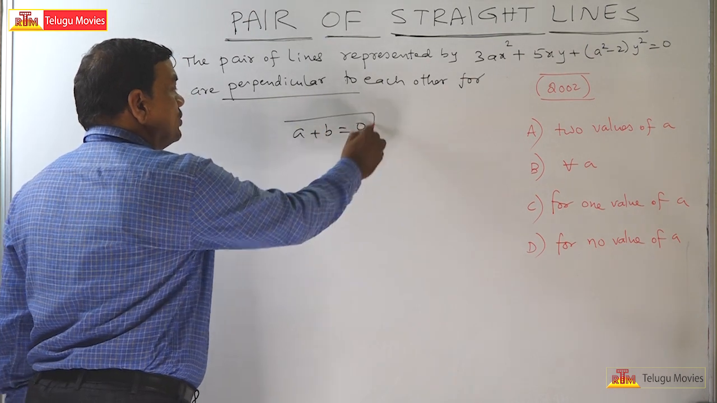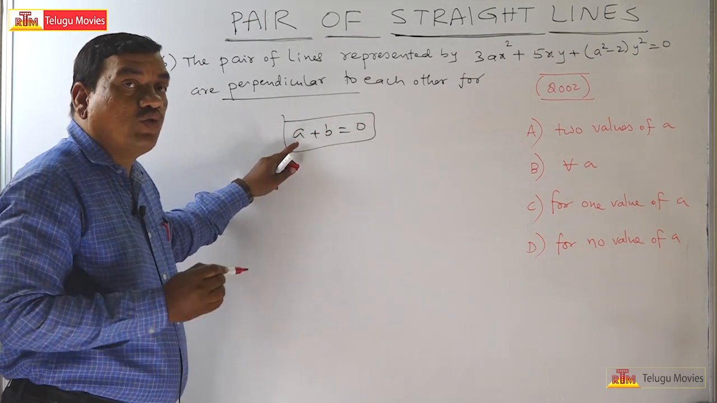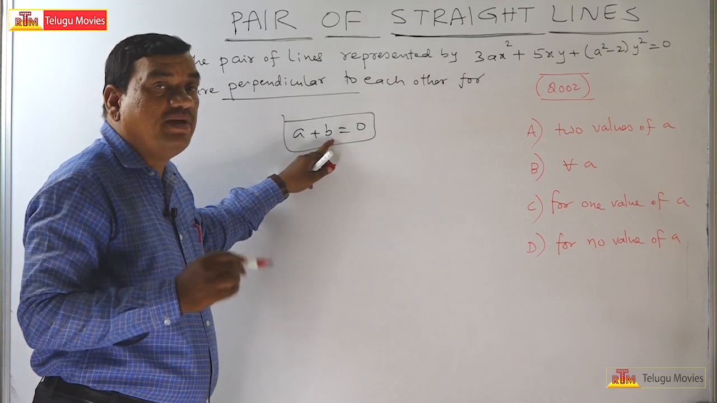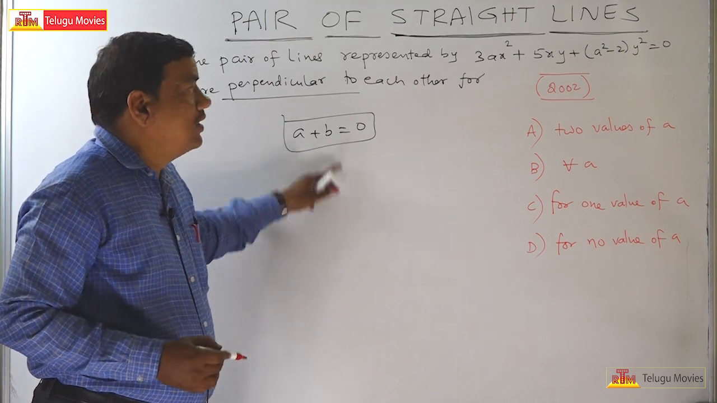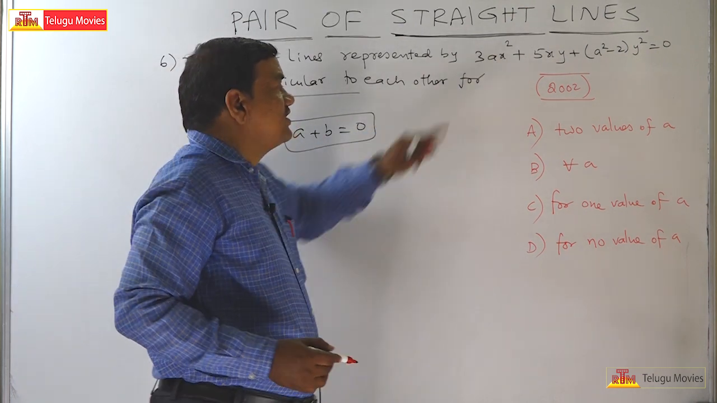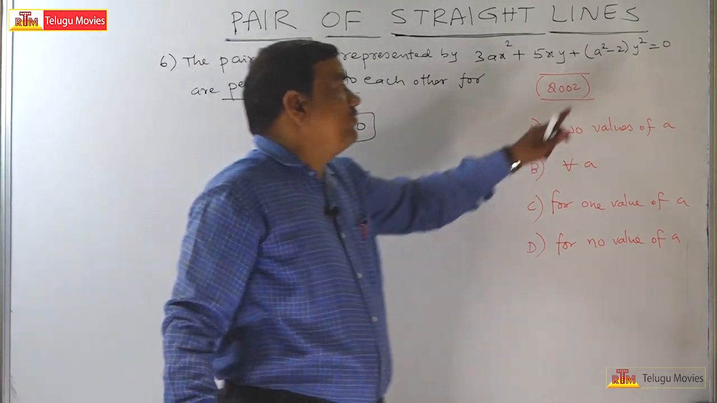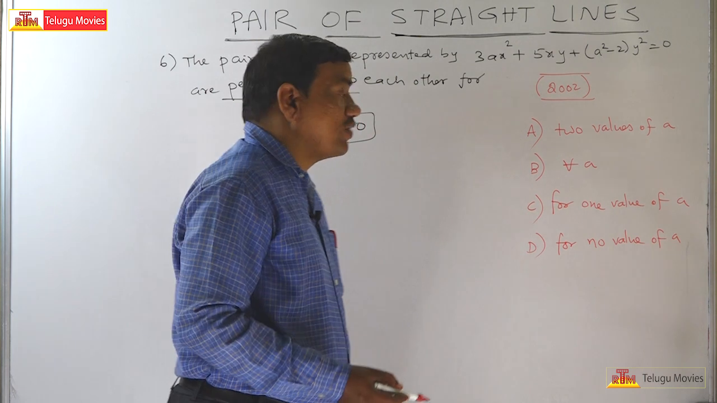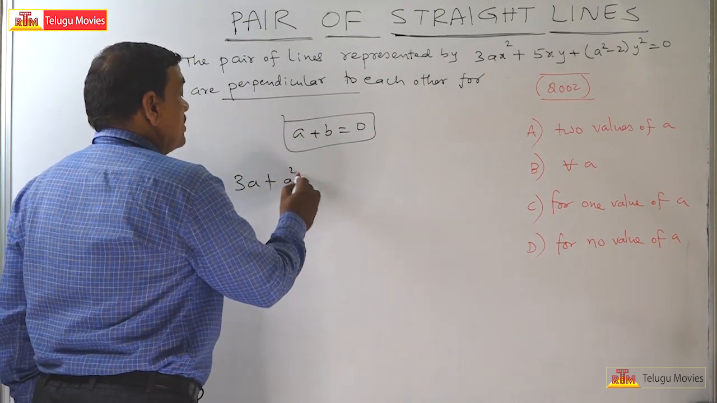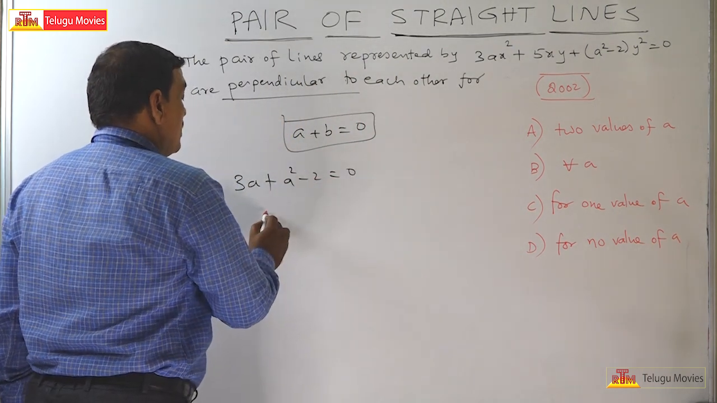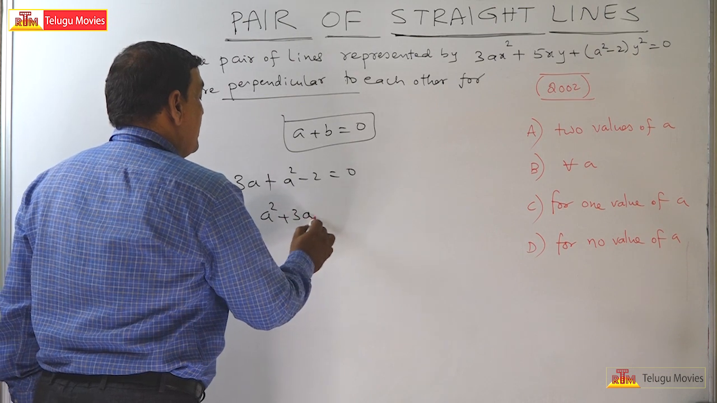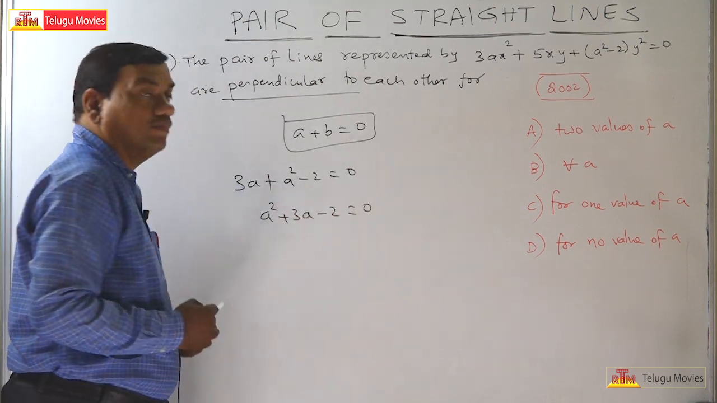a plus b is equal to 0. Here a means the coefficient of x square, and b means the coefficient of y square. So what is the coefficient of x square? That is 3a, plus the coefficient of y square, which is a square minus 2. So this is a square plus 3a minus 2 is equal to 0.